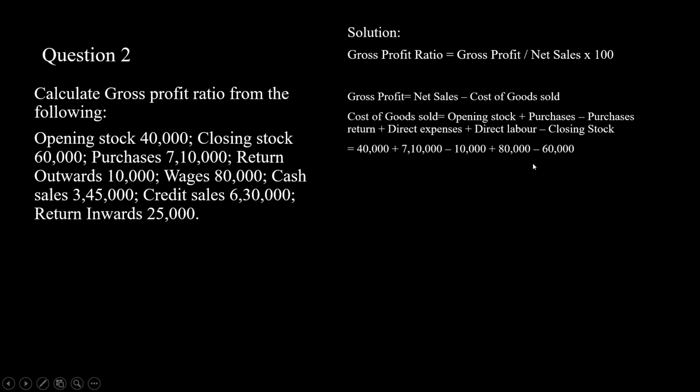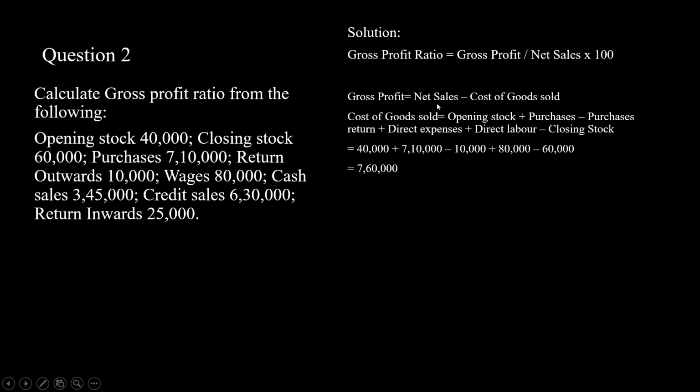Wages is 80,000 minus the closing stock, that is 60,000. So after putting up all these values and after deducting the minus amounts, we get the value as 7,60,000. So this 7,60,000 is only the cost of goods sold. We have not got the gross profit ratio till now. We have only got one part of this, that is cost of goods sold.